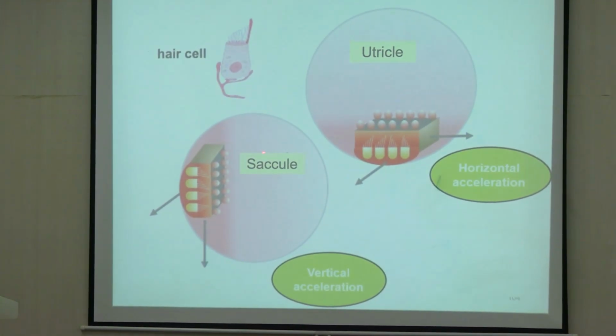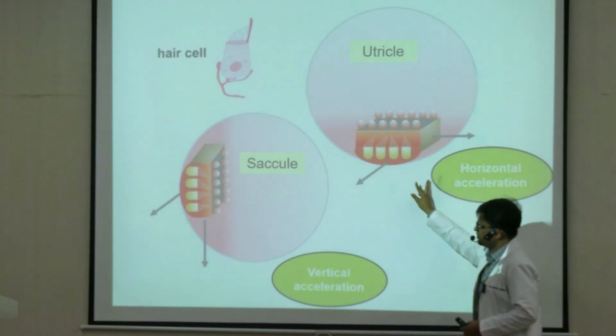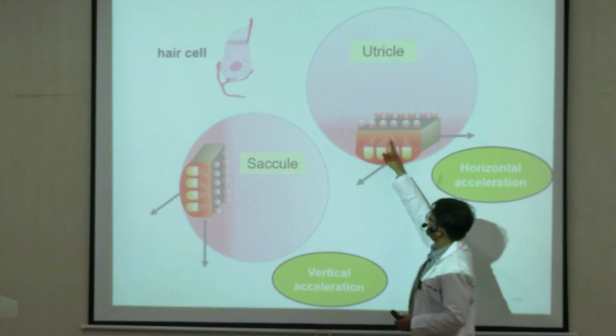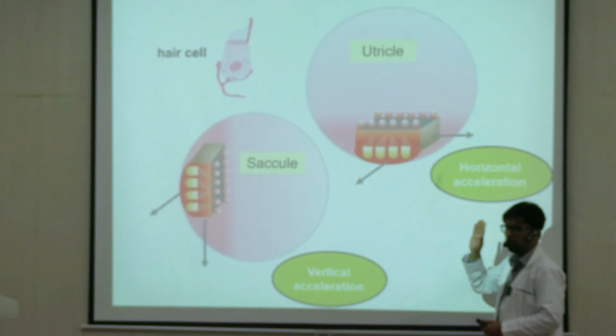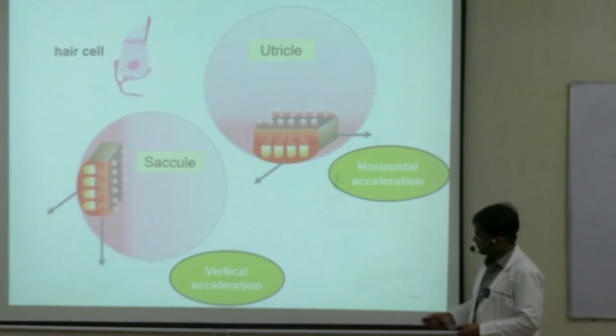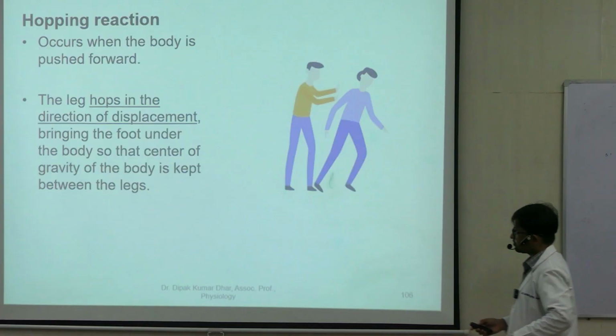So utricle and saccule in our ear are oriented like this, right? These are the cilia, these are the crystals. So utricle responds to horizontal movement, saccule responds to vertical movement.